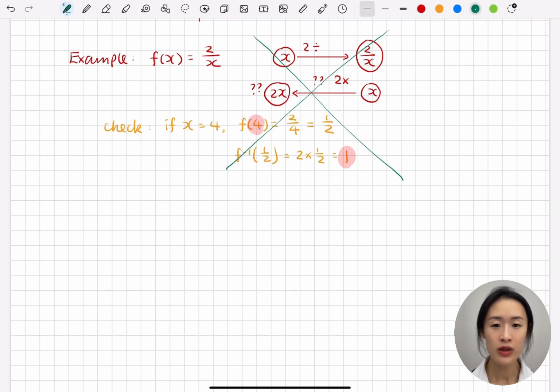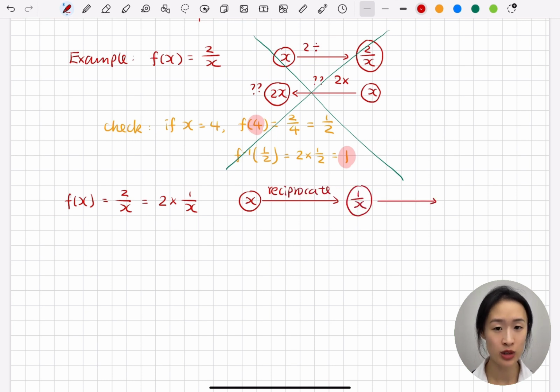Okay, so what does 2 over x mean? It can be written as 2 times 1 over x. So if I have x as input, I'll need to reciprocate it. That's going to give me 1 over x. And then I will need to multiply that by 2. 2 times 1 over x is 2 over x.